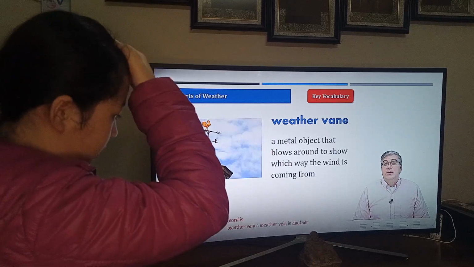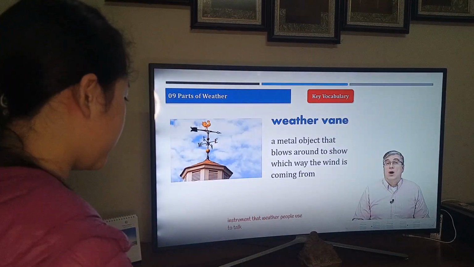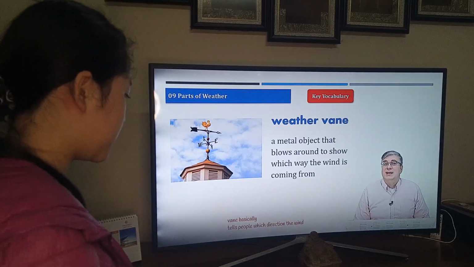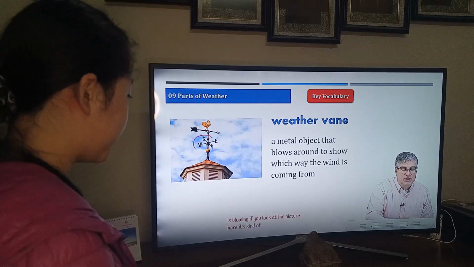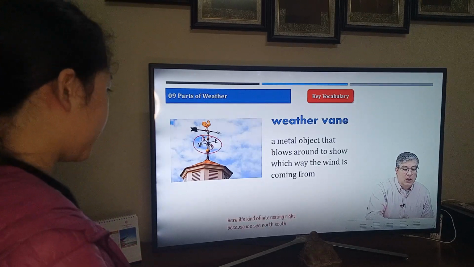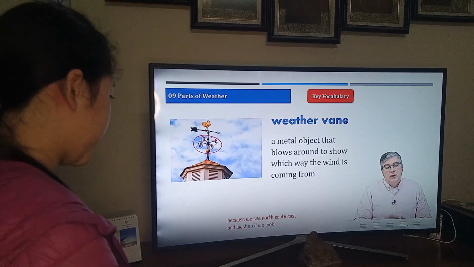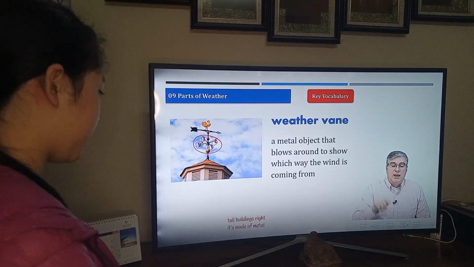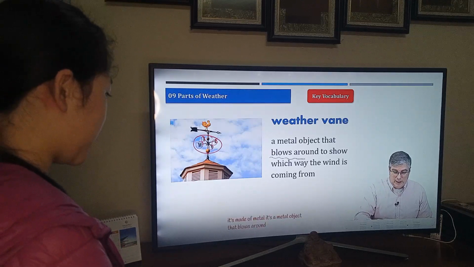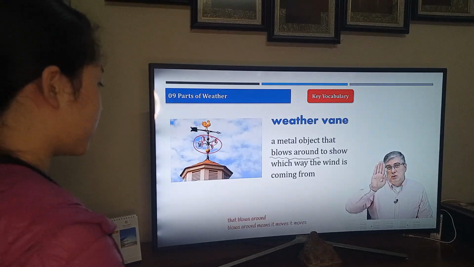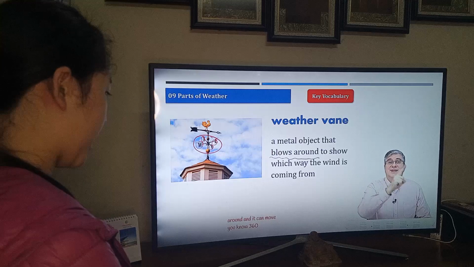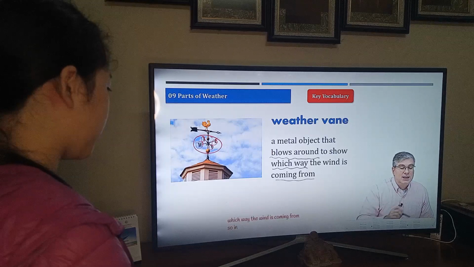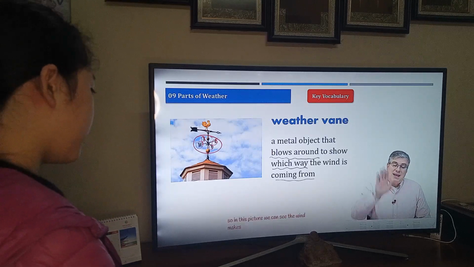Okay, good. Weather vane. A weather vane is another instrument that weather people use. It basically tells people which direction the wind is blowing. If you look here, it's kind of interesting, because we see north, south, east, and west. They are usually on the tops of tall buildings, right? It's made of metal, a metal object that blows around. Blows around means it moves around. It can move 360 degrees to show which way the wind is coming from.